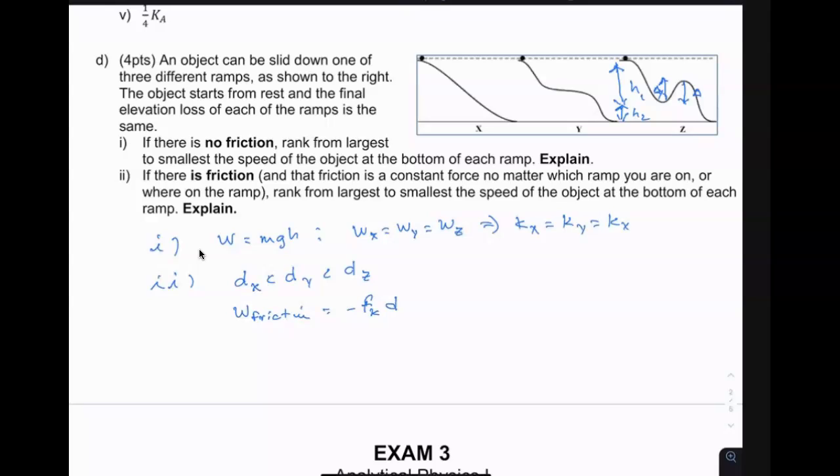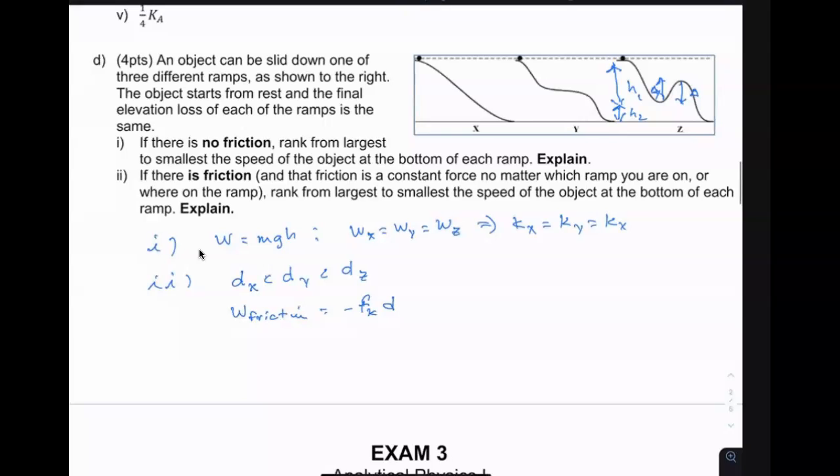So, since the work done by the friction in ramp x will be less than the work done by the friction in ramp y, which is less than the work done by the friction in ramp z, then the kinetic energy in x must be greater than the kinetic energy in y, which is then greater than the kinetic energy in z. And that concludes this video.